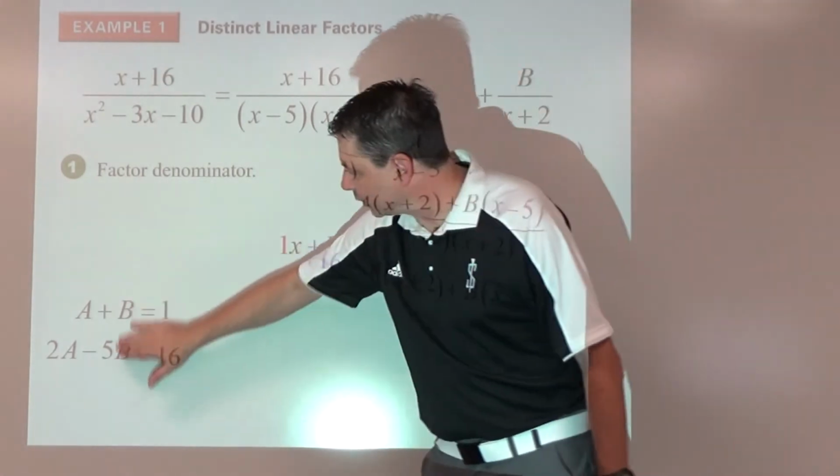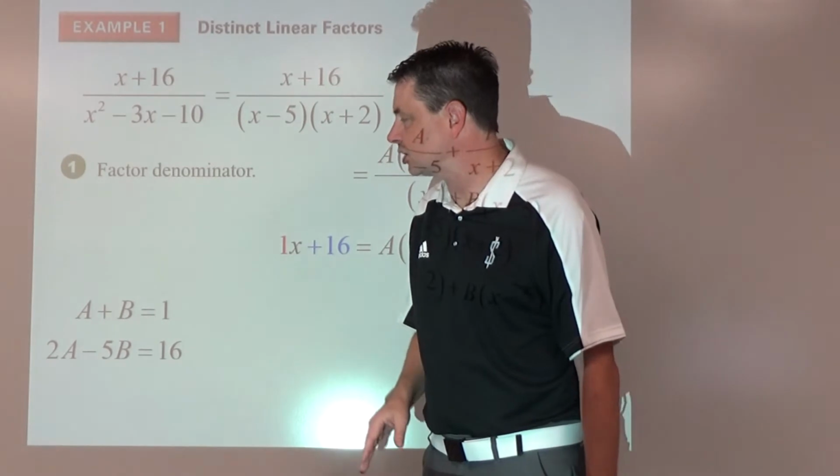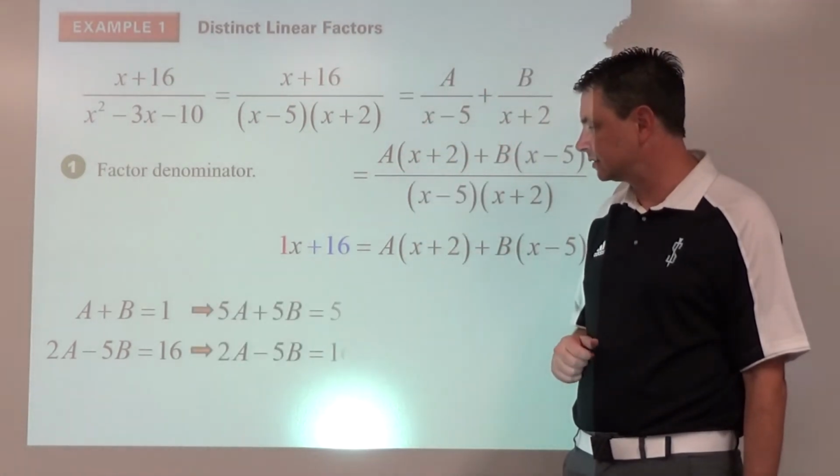I think I would take advantage of the fact that the b's are already opposite signs. So if I multiply the top equation by 5 and add it to the bottom one, we're going to eliminate the b's.